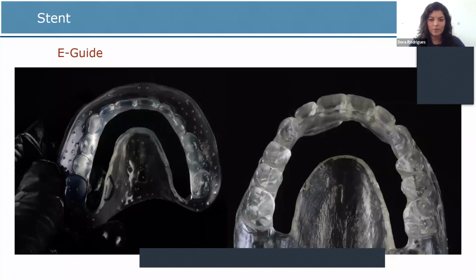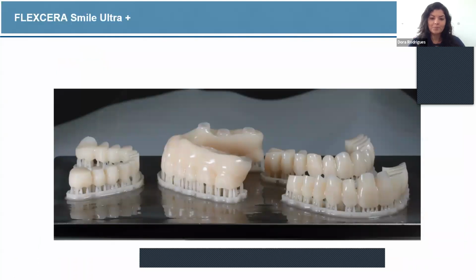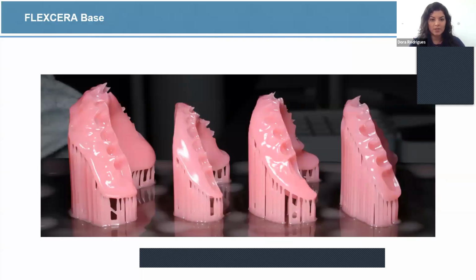And I love the resin too. It's very clear. It's very, very nice. Not that we need it, because we're just going to use that stent for like 3 or 5 minutes, but it's a really nice resin to use. We send our teeth to print, just the teeth, on a Flexera Smile Ultra Plus. We print our bases with Flexera base.